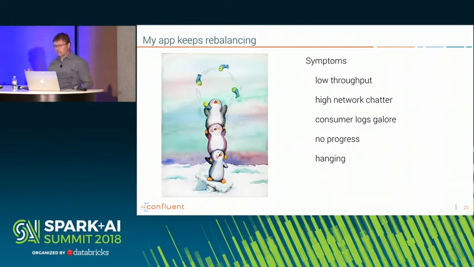The symptoms of that is that you have some very low throughput, there's a lot of network chatter, lots of network traffic. The consumers will dump tons of logs on you, but you're not making any progress in your stream processing application. Everything seems to be doing a lot of work, but kind of hanging. So on the data side, you're not making progress. And rebalancing is the way that the Kafka client distributes the workload across all the different consumers.